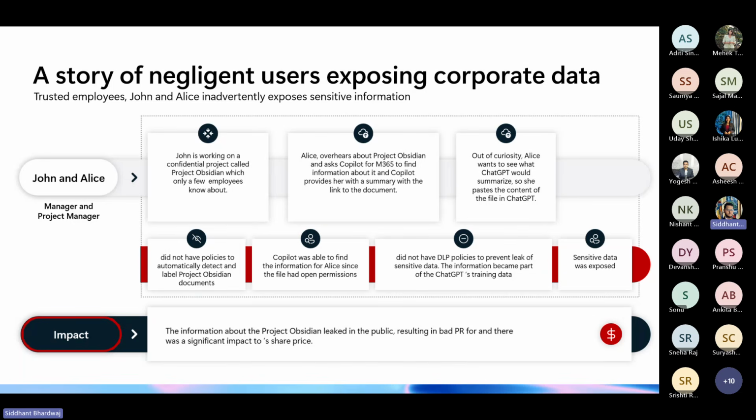And overall, sensitive data was actually exposed. Project Obsidian was leaked in public, which resulted in bad PR and an impact on their share price. Now, we did look at these two scenarios as something fictional, but the fact is, both of these scenarios have been taken from real life. These are real-life scenarios from which these examples were created, and both of these have cost billions of dollars to these companies.